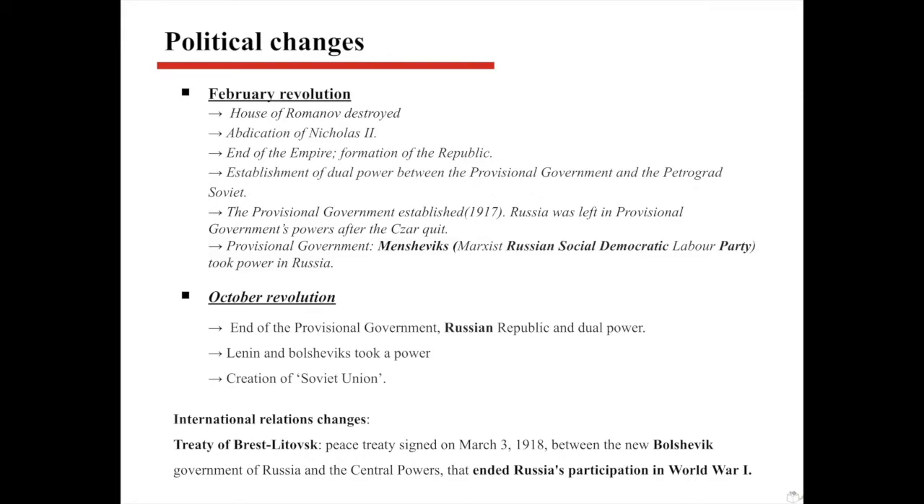For the international relation changes, the main change was the Treaty of Brest-Litovsk. It was a peace treaty signed on March 3rd, 1918 between the new Bolshevik government of Russia and the Central Powers, that ended Russia's participation in World War I.